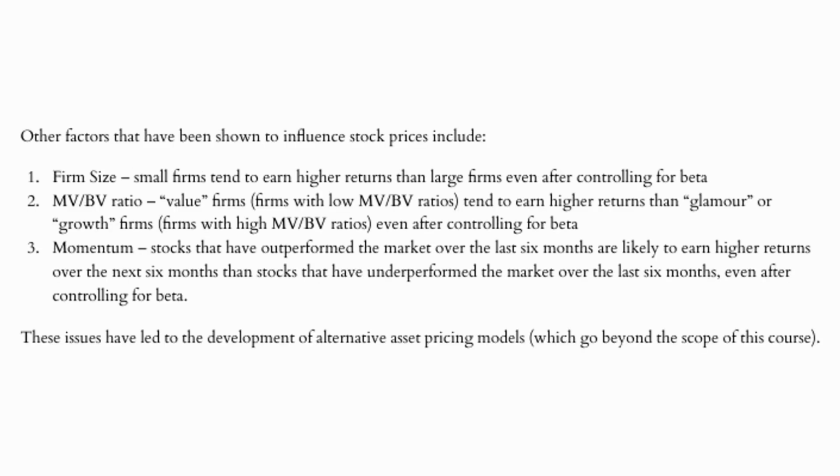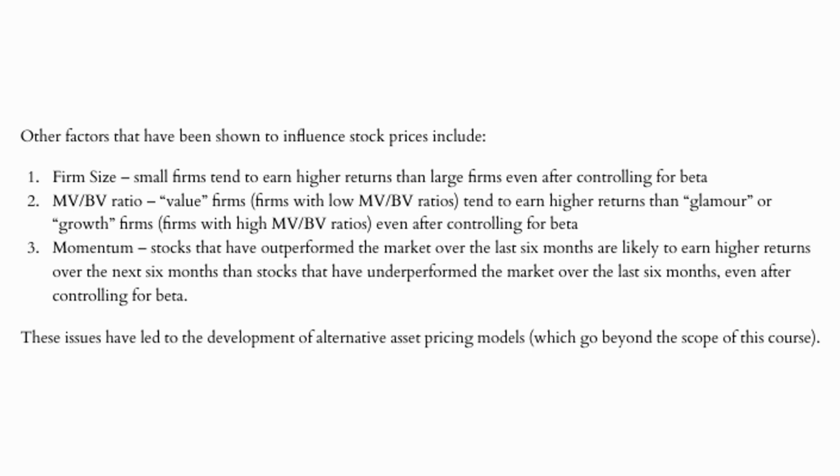Other factors that have been shown to influence stock prices include firm size. Small firms tend to earn higher returns than large firms even after controlling for beta. The market value to book value ratio. Value firms, firms with low ratios, tend to earn higher returns than glamour or growth firms, firms with high ratios, even after controlling for beta.